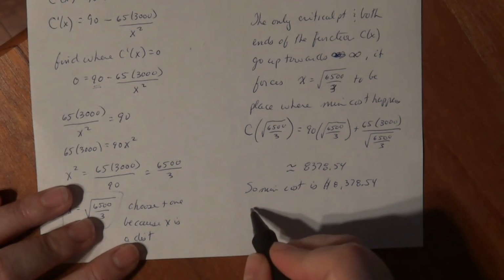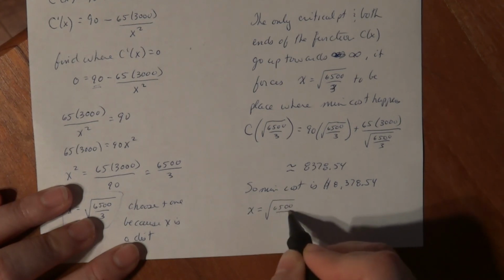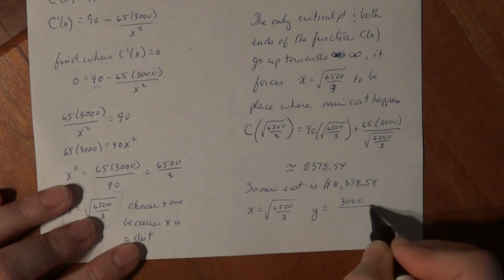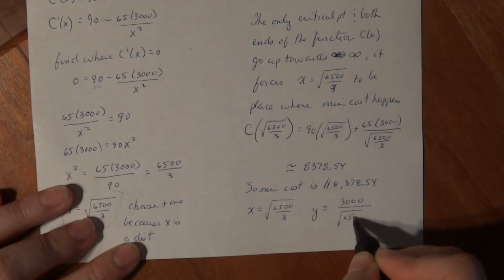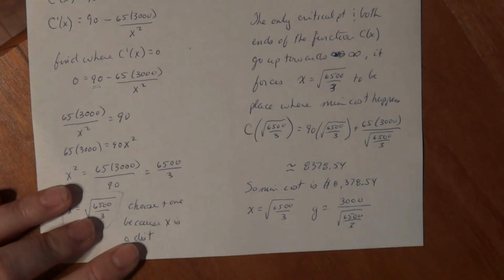If you want to find the dimensions, you know that the x dimension is the square root of 6,500 over 3, and the y dimension is 3,000 divided by that, if you want to go that far. The question doesn't ask to go that far, but you could if you'd like. Say if you were the designer.